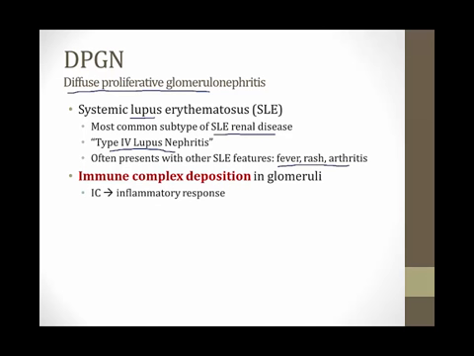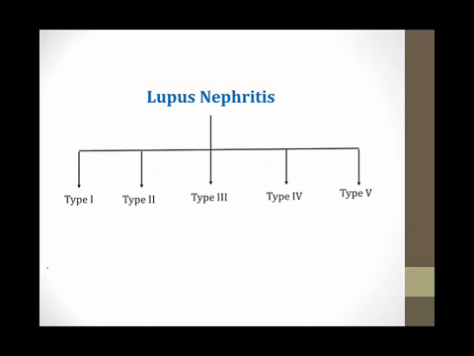Just like in post-streptococcal glomerulonephritis, the problem in diffuse proliferative glomerulonephritis is immune complex deposition in the glomeruli. The immune complexes lead to an inflammatory response that leads to nephritis and the nephritic syndrome. The renal disease that occurs in lupus is a massive topic, but I will briefly review it here to help you better understand how lupus can lead to the nephritic syndrome.